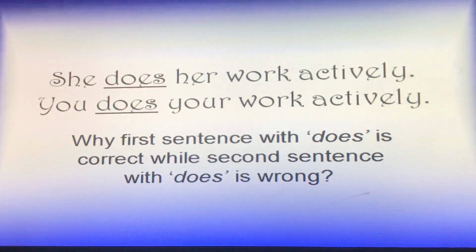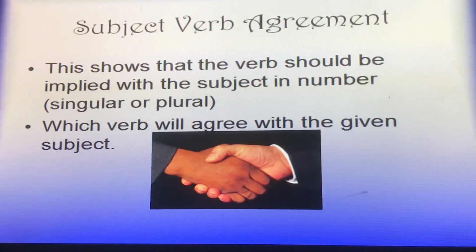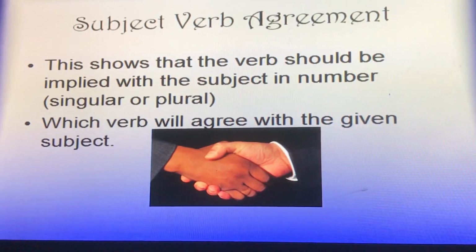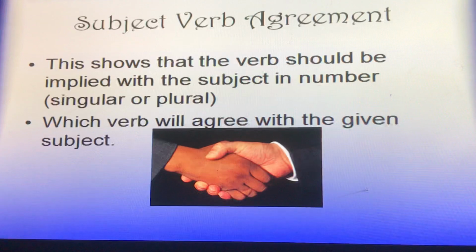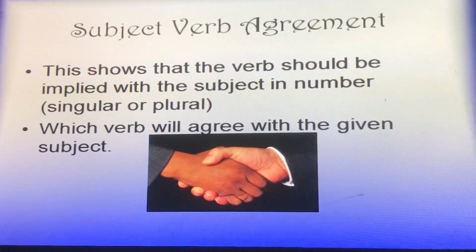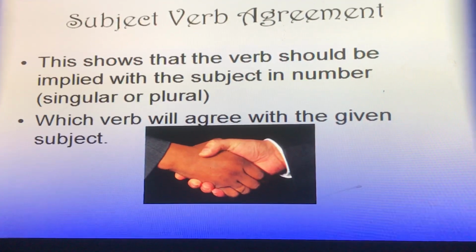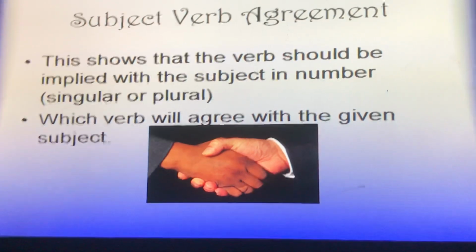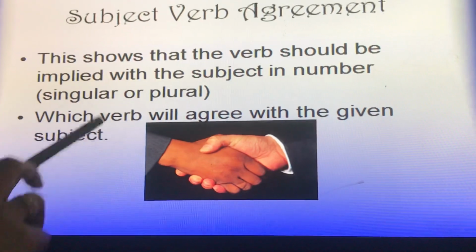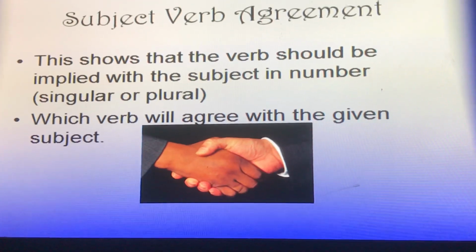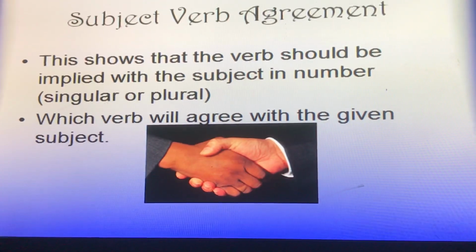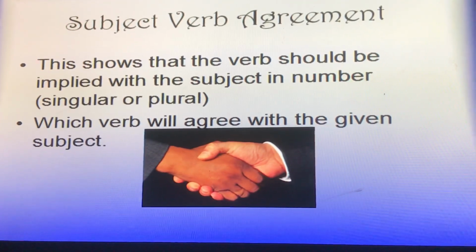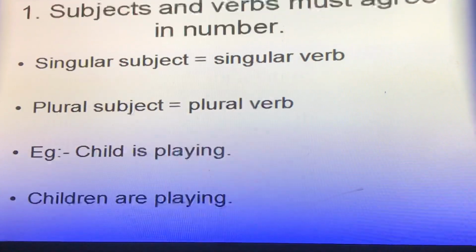Let's understand this with our today's topic, that is subject verb agreement. This shows that the verb should agree with the subject in number, singular or plural. Subject verb agreement. In this topic, we will learn which verb will agree with the given subject. We have some rules. Let's study all the rules one by one.